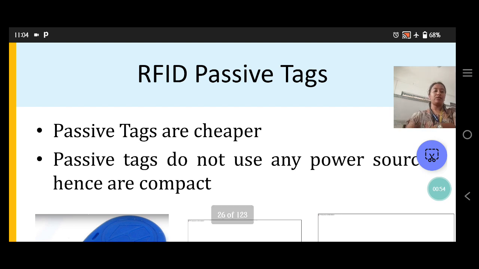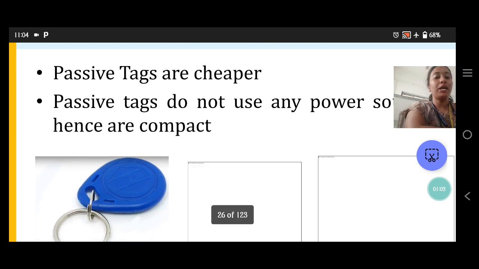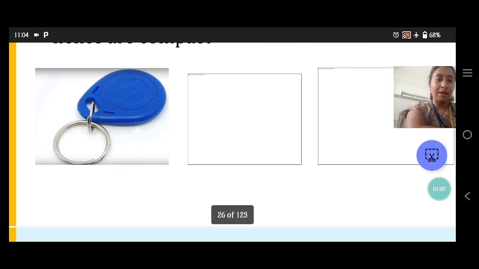So what are RFID passive tags? Passive tags are cheaper. They do not use any power source, hence they are compact. These are the passive tags.